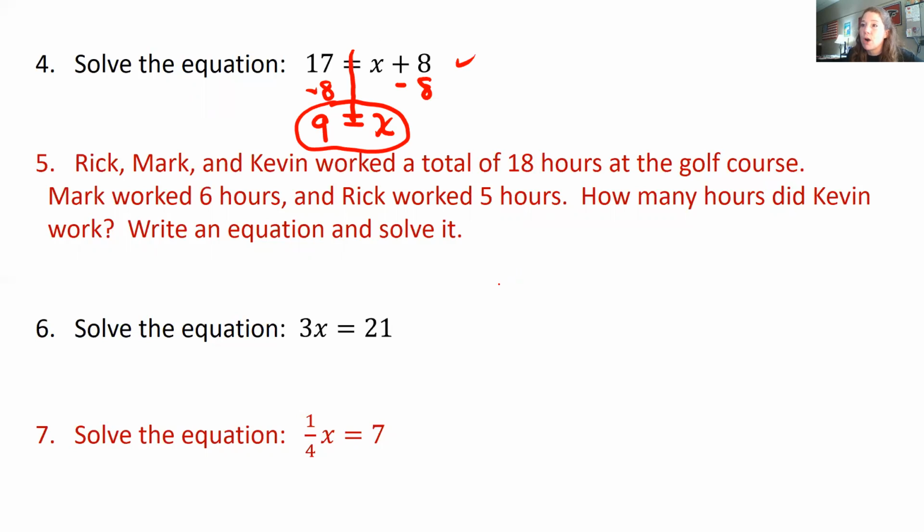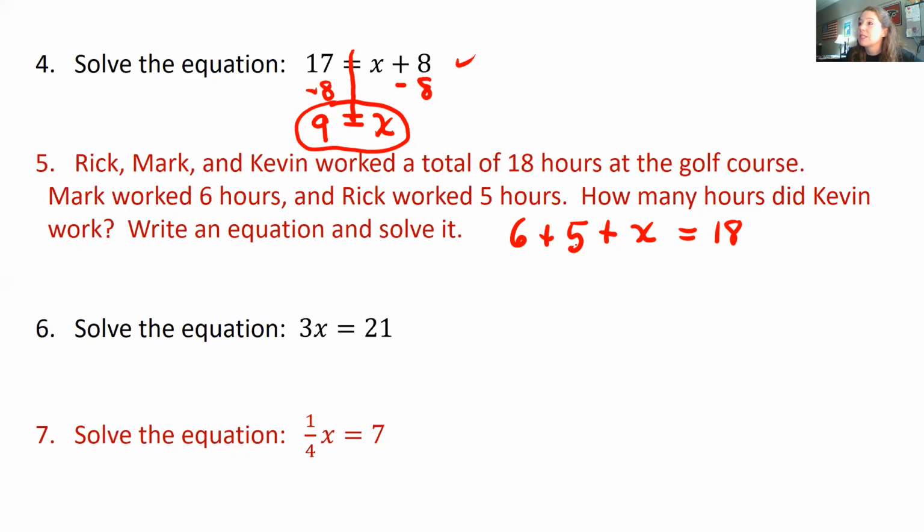Mark worked 6 hours and Rick worked 5 hours. How many hours did Kevin work? Write an equation and solve it. So we have 3 men or 3 guys. Mark worked 6 hours plus Rick worked 5 plus Kevin worked, I don't know, for a grand total of 18 hours. So there's an equation.